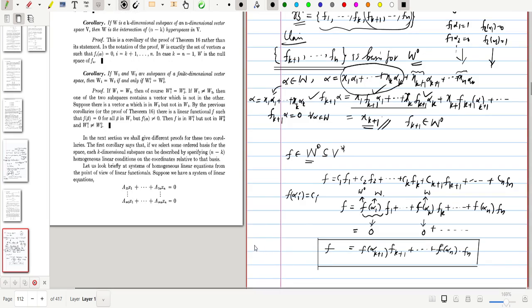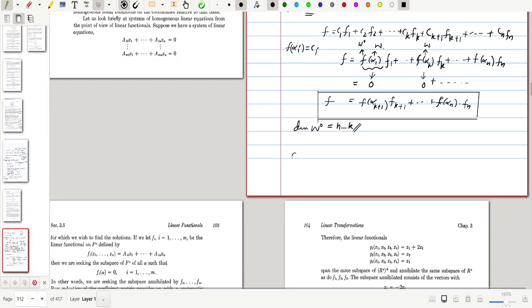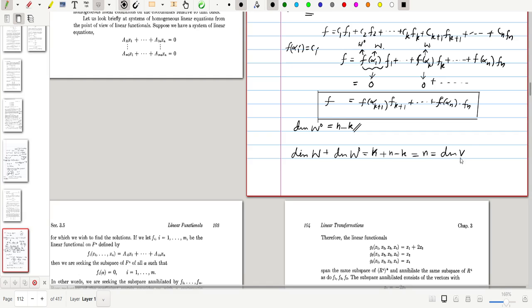That is, the dimension of W naught is equal to n minus k, so this contains n minus k vectors. Now from this you can write the dimension of W plus the dimension of W naught. If you write the dimension of W as k and the dimension of W naught as n minus k, then the sum is nothing but n. This is the dimension of V, and it is also the same as the dimension of V star. So the dimension of W plus the dimension of W naught is equal to the dimension of V. This is what we had to prove.